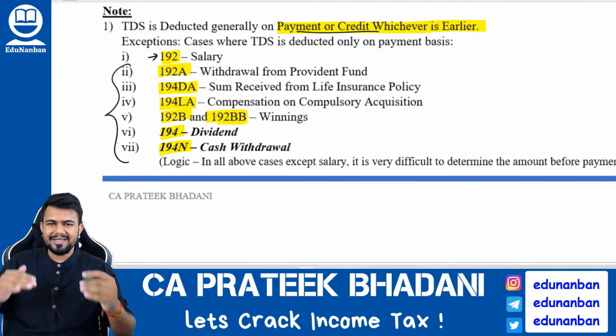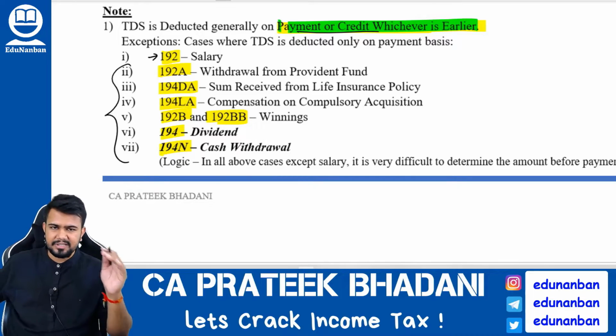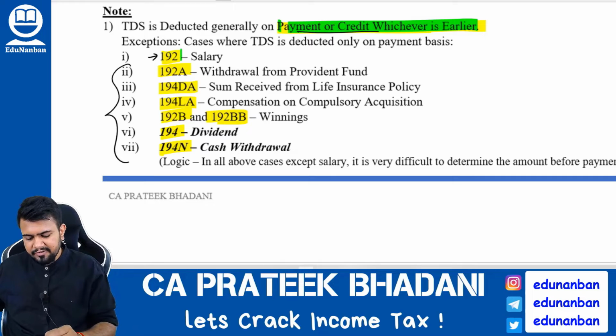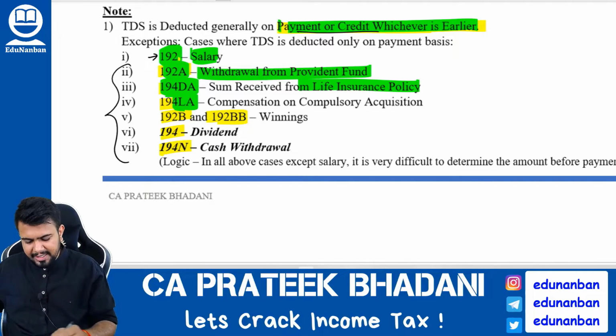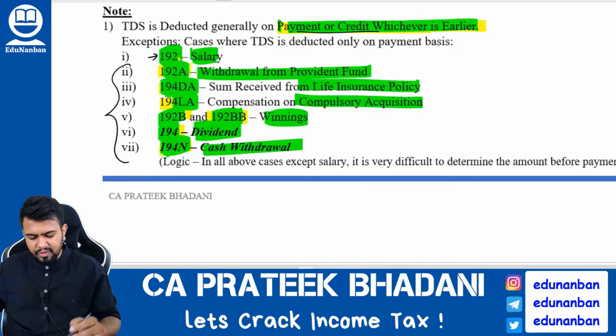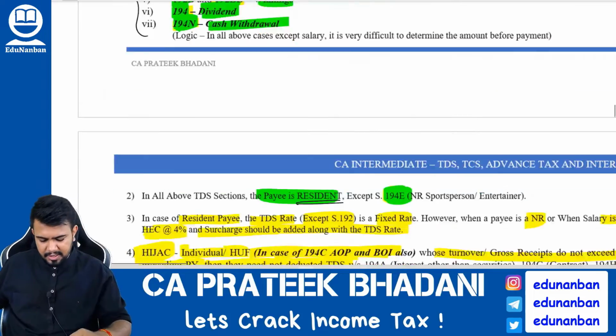Next, this we have already studied, but I am revising once again. Generally, TDS is deducted on payment or credit, whichever is earlier, but for certain sections alone, it is deducted only on payment basis. What are those sections? Section 192, which discusses salary; 192A, withdrawal from provident fund; 194DA, life insurance policy receipts; 194LA, compulsory acquisition; 194B and 194BB, that is winnings income; 194, that is dividend income; 194N, that is cash withdrawal. So for all these sections, TDS will be deducted on payment basis.